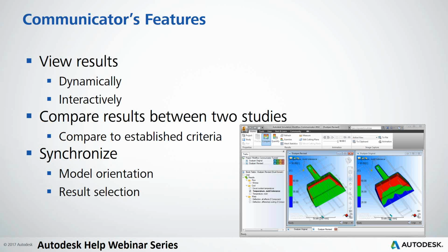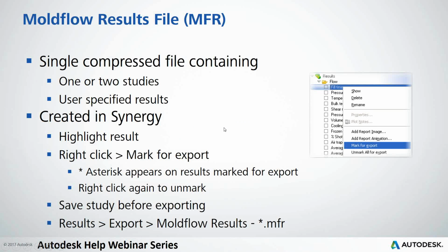If the model happens to be the same model and you're comparing, we are able to synchronize the model orientation and result selection. So it's easy to see what's different between the two studies. So the Moldflow results file is a single compressed file containing 1 or 2 studies. In the demonstration, I'll show how you export 2.